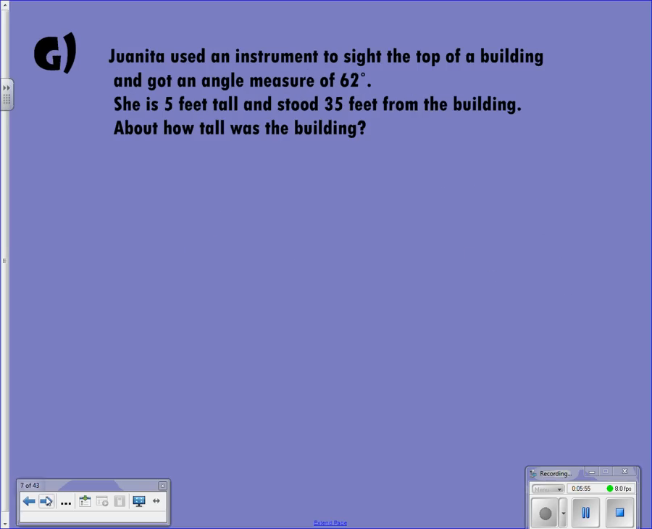Okay, and one more. Juanita used an instrument to sight the top of a building and got an angle measure of 62. She is 5 feet tall and stood 35 feet from the building. How tall was the building? Okay, so there's a lot more information here. Well, how tall was the building?